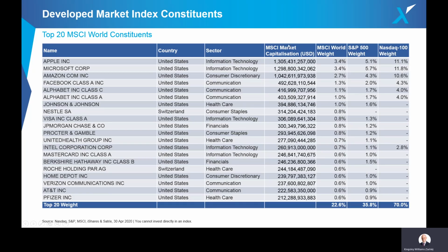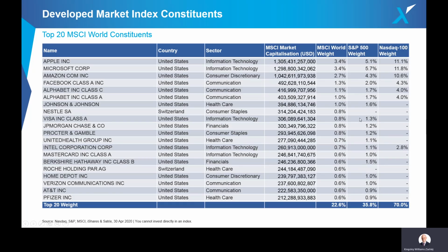Have a look at the size of the company. Some of these are in excess of $1 trillion, absolutely staggering in terms of how large these companies are. And then what I've done is I've shown the weights of each of these companies within various developed market indices, such as MSCI World, S&P 500, and NASDAQ 100. You'll notice as you move from left to right that some of the names and companies aren't included in indices as you move to the right.